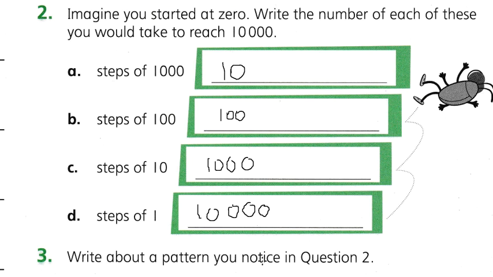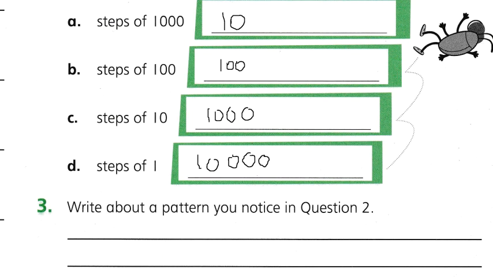So then it asks about write a pattern that you notice in this, in question 2. So you can look at the number of zeros that are there. There's 1, 0, 2, 3, 4, and going the other way, it's going up. So you could write something along the lines of each one is 10 times the one before, or some other pattern that you notice is fine.